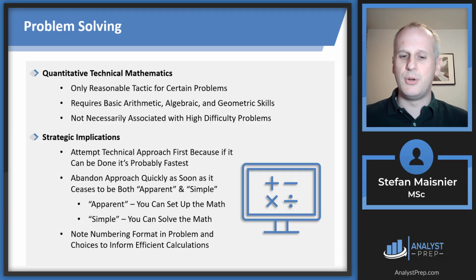You'll also want to note the numbering format in the problem and the choices to inform efficient calculations. So if your answer choices, for instance, are in percents, you'll want to do your manipulations in percents. If they're exponential, you'll want to do exponential manipulation. If they use pi or radical notation, you'll want to do so as well. Do not force yourself to always use, say, decimals if the answer choices are in fractions, or compute fully exponential notation, because you're adding steps that the exam probably won't require.